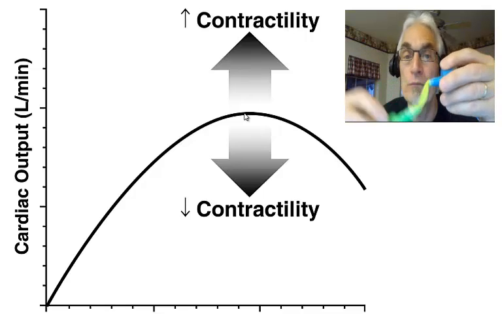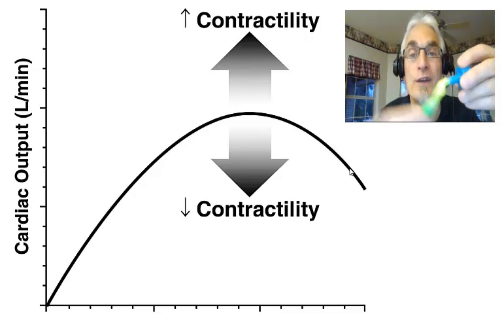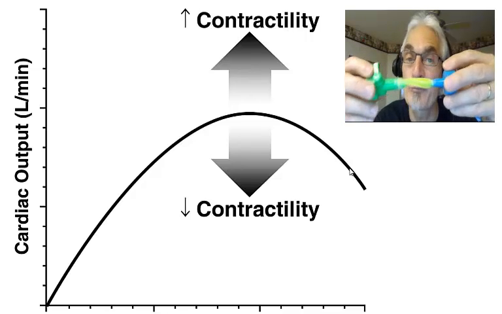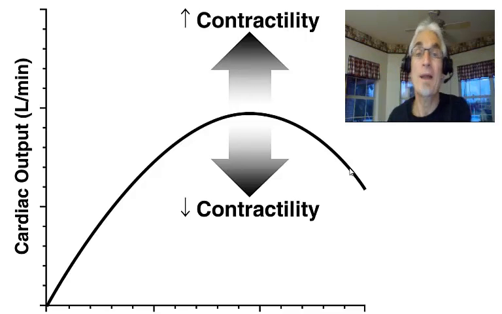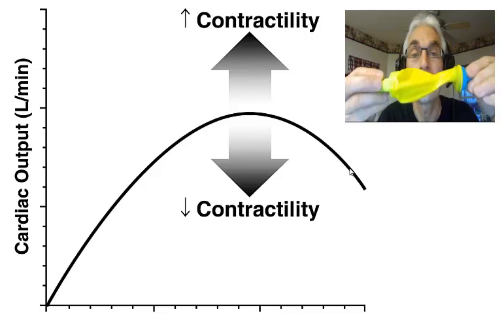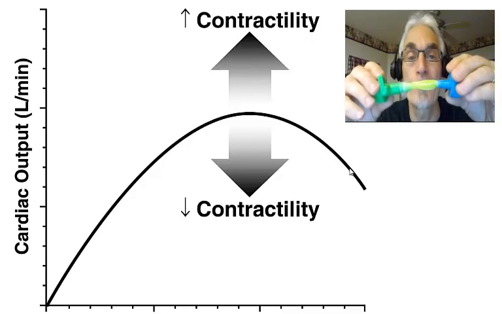But if you overdo, if you give them too much preload, remember Starling curve, you go from those big arrows where things are looking good off into the right side. Loss of contractility. So there is a limit to the amount of preload that will maximize their function. I hope that helps. The difference between systolic dysfunction, that poor contractile heart, and the stiff heart of diastolic dysfunction.